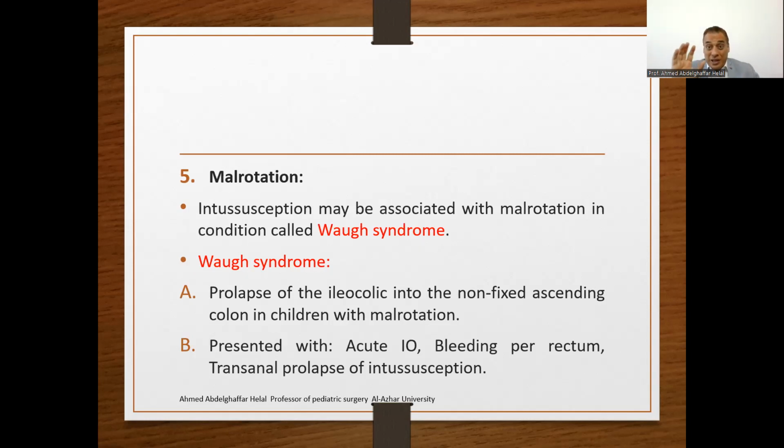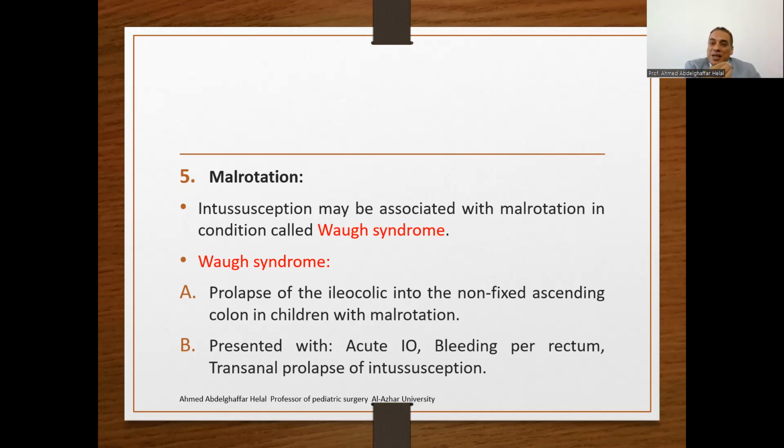We know that in a malrotation, the ascending colon is not fixed in the proper position and is present in the mid-abdomen. So in these babies, the ileocolic will invaginate into this non-fixed or abnormally located ascending colon, presented with acute bowel obstruction, bleeding rectum, and sometimes with a transanal prolapse of the intussusception.